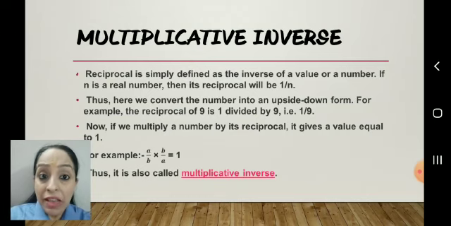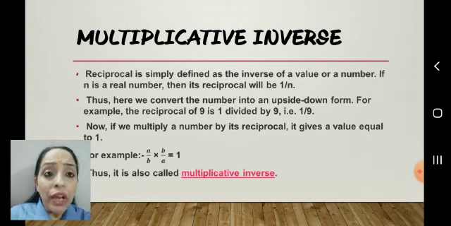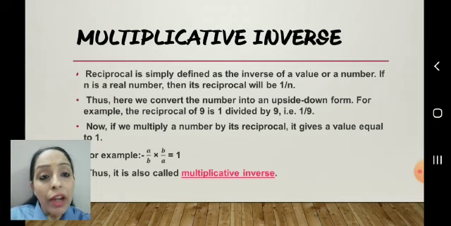When I write 7 upon 9, the multiplicative inverse of 7 upon 9 is 9 upon 7. Thus, here we convert the number into an upside down form. Numerator will become denominator and denominator will become numerator. For example, the reciprocal of 9 is 1 divided by 9, that is 1 upon 9.